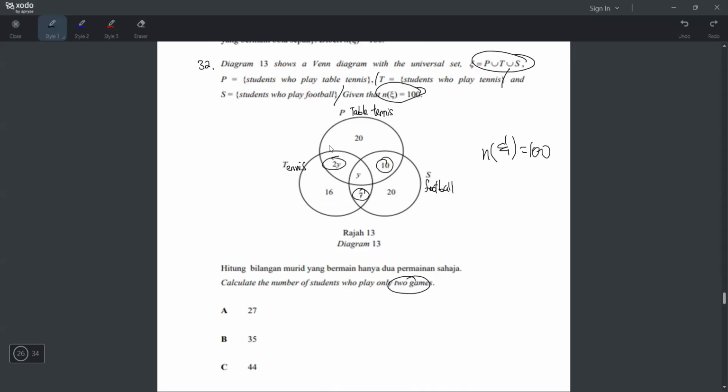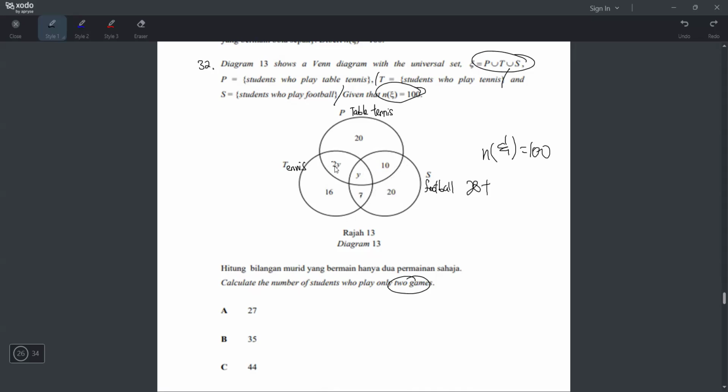Tapi you perasan tak, you cannot find the jumlah now because you tak ada nilai y kan. You don't have y. That's why you cannot plus these 3 numbers together. So I think my mission now is to cari y first, find y. Okay, how to find y? Use this information lah. They say n universal is 100 and they already said universal is P union T union S. It means the 100 is for all this added together. So just tambah semua lah, and then pindah cari y dulu.